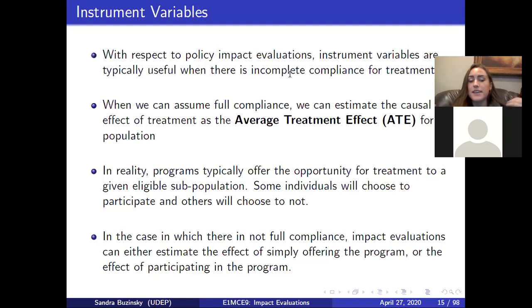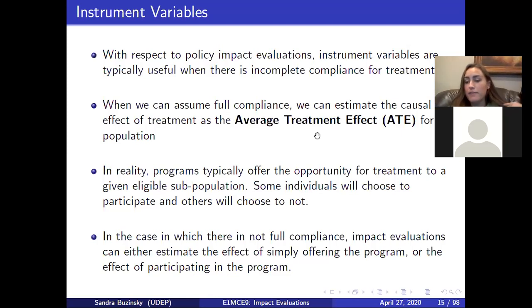So the nice thing is when we do have full compliance, when we assume that it's there, we just estimate the causal effect of treatment as the average treatment effect for the population, right? Because we say this is the average outcome of our treatment group, this is the average outcome of the control group. Therefore, the difference between the two groups is our average treatment effect.